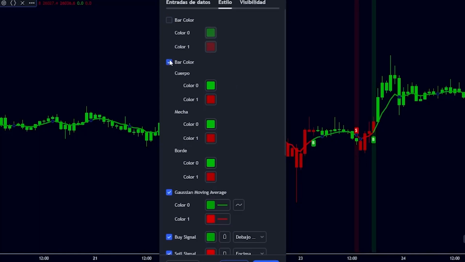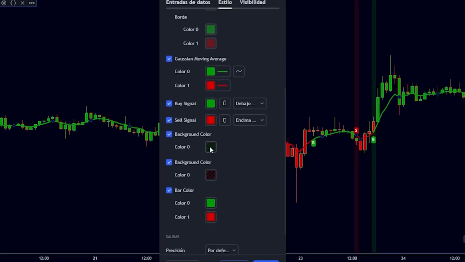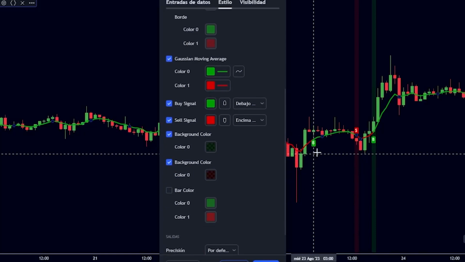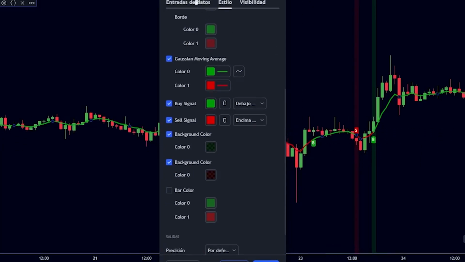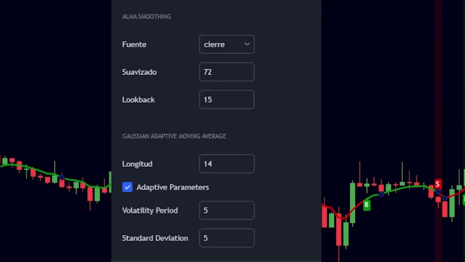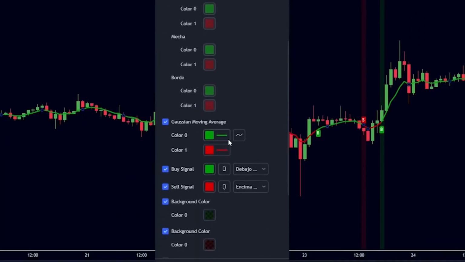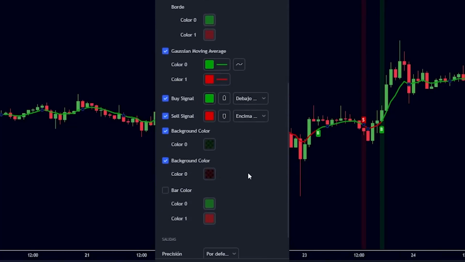I am going to remove the color fills of the candles. We remove those up there, the one down here too, especially to see much better when the indicator gives us the signals, when exactly those candle closes are, because in data entry we have the source on close, so it would not make much sense to color the bars, and we do not know exactly when that close is.